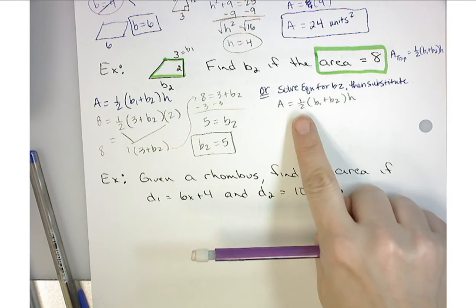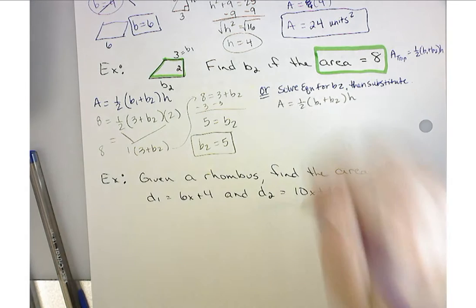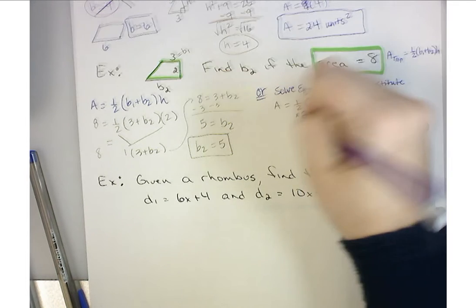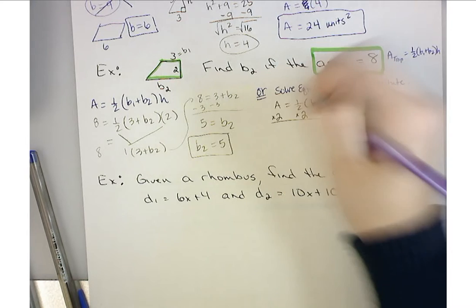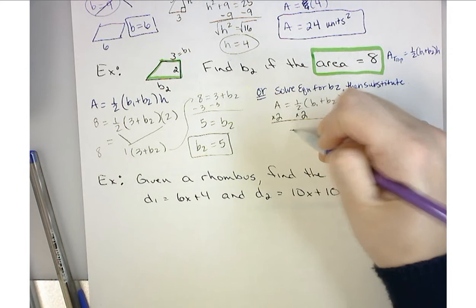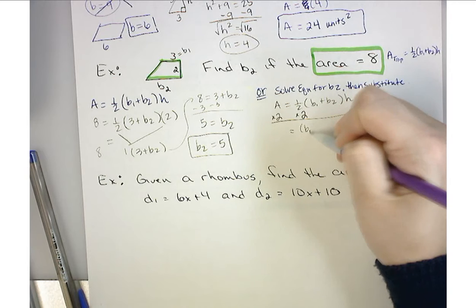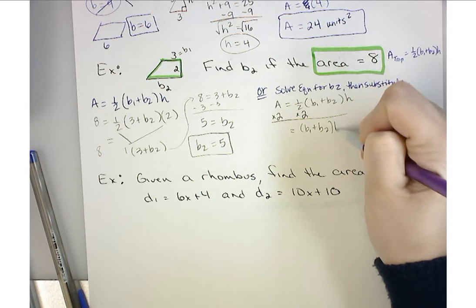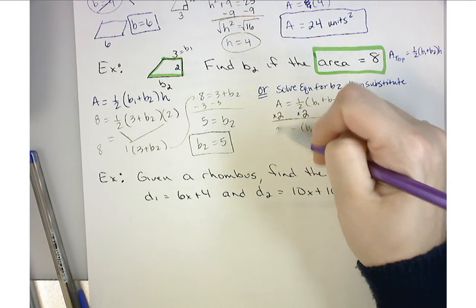How would I move over the 1/2? You could divide it by 1/2, or divided by 1/2 is just like what? Yeah, multiply by the reciprocal, and the reciprocal is 2, right? What's 2 times 1/2? 1. So if you multiply both sides by 2, 1/2 times 2 is going to cancel and make 1. So you just have b sub 1 plus b sub 2 times h. 2 times a is going to be 2a.